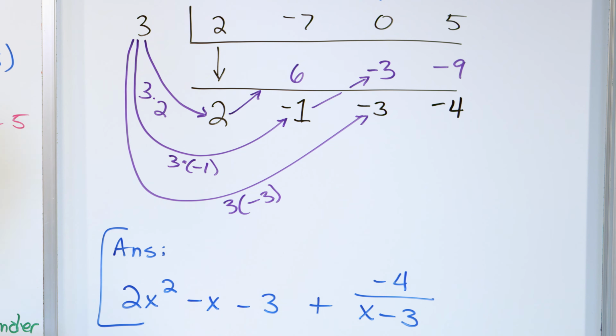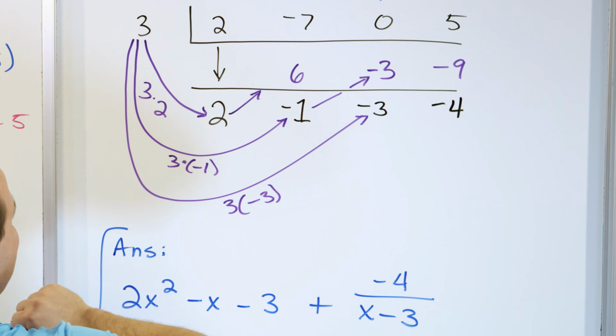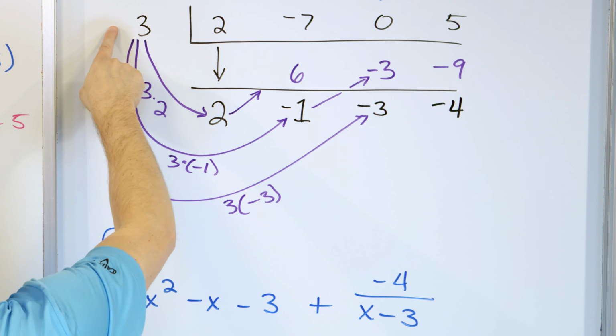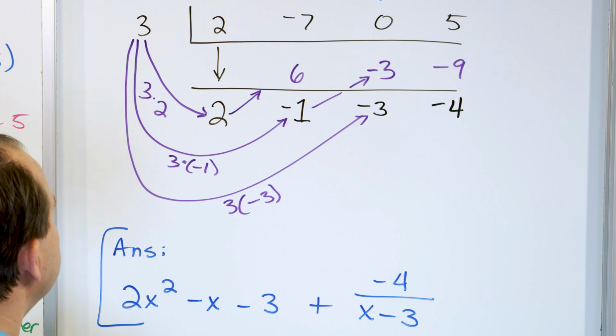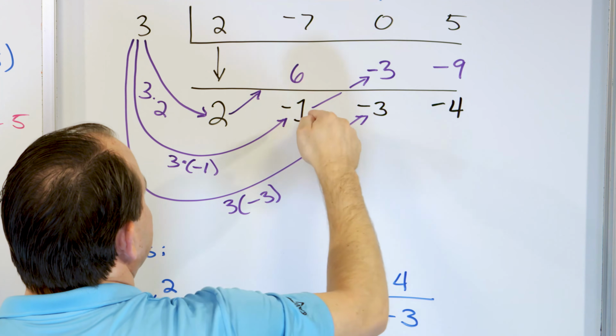So here's the procedure. You write down the numbers of the polynomial you're dividing into. You write down what you're dividing by. But you have to put a different sign, the opposite sign of what you're dividing by. We were dividing by x minus 3, so we put a 3 there. We drop the 2 down. 3 times 2 is 6. Okay, great. Add these together, we get a 1.